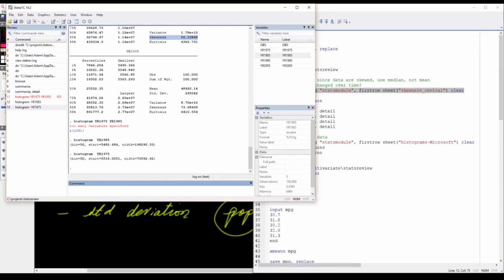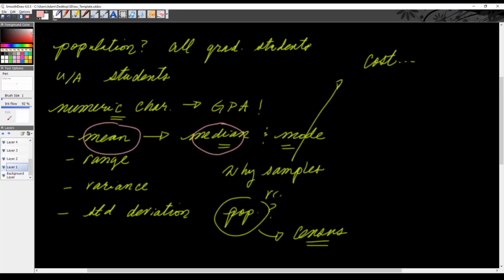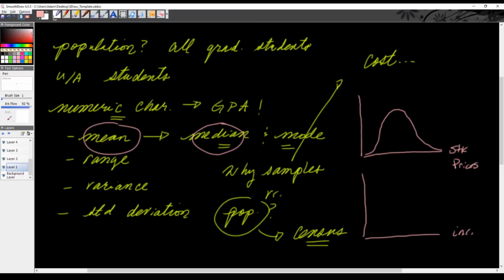When variables are normally distributed, they look like this. So we might look at income, or we'll put stock prices. I'll put stock prices. And this is the distribution. They might look normally distributed. But we just saw that income is very right skewed. It kind of looks like that, right skewed.